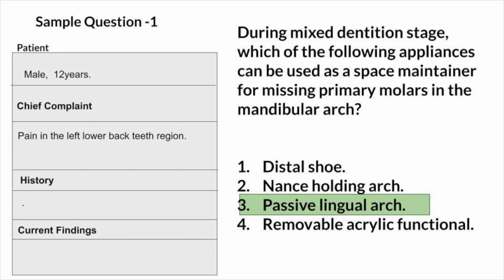Passive lingual arch is an effective space maintainer for the mandibular arch, but the distal shoe is used only to guide the eruption of the permanent first molar. The Nance holding arch makes it appropriate only for space management in the maxillary arch. A removable acrylic functional appliance has the disadvantage of requiring additional patient cooperation. So, the answer: passive lingual arch.